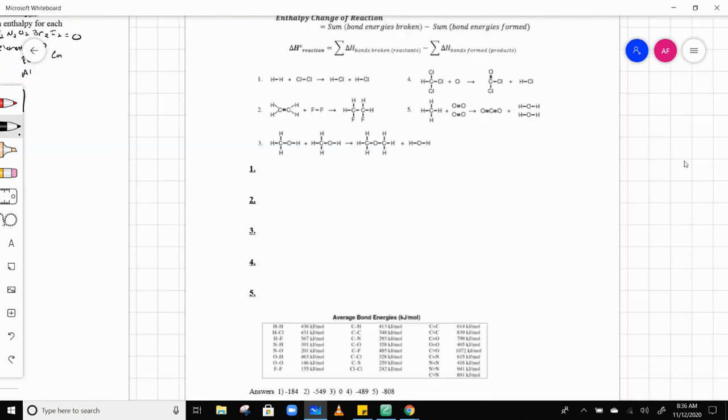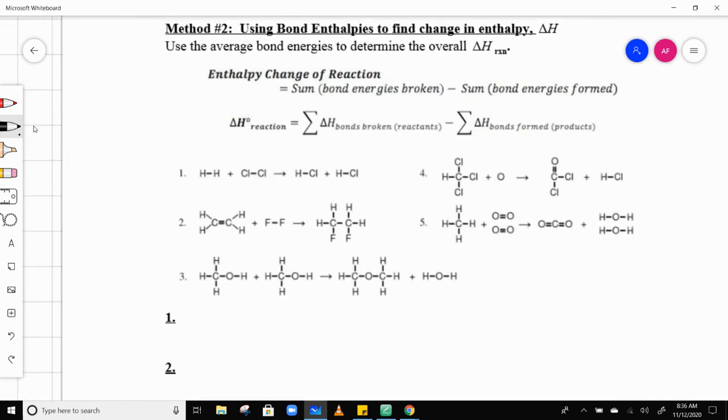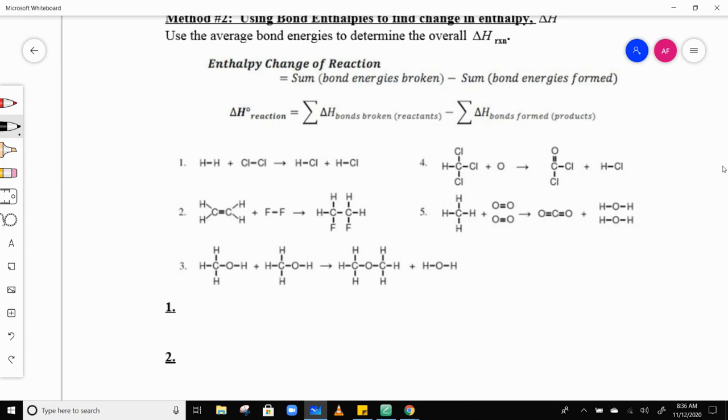Okay, next one. Next one is a little bit tricky and can be a little bit confusing. This one is kind of opposite. We're looking at the bonds broken minus the bonds made. Okay, so the bonds broken are the reactants. So this one is reactants first and then products. But it's a very similar process. So delta H of reaction equals the sum of the delta H of the bonds broken minus the delta H of the bonds formed.